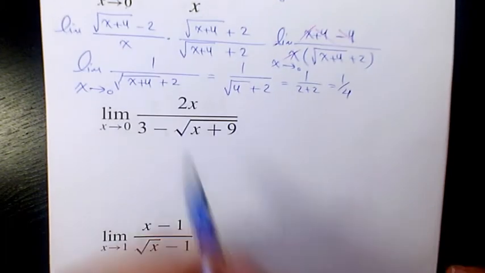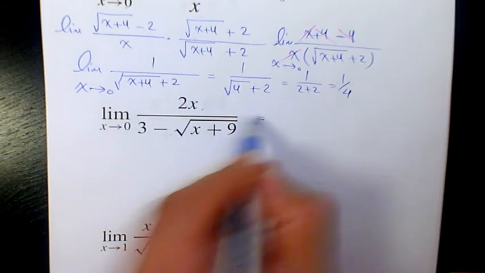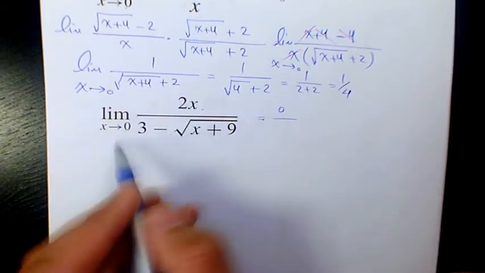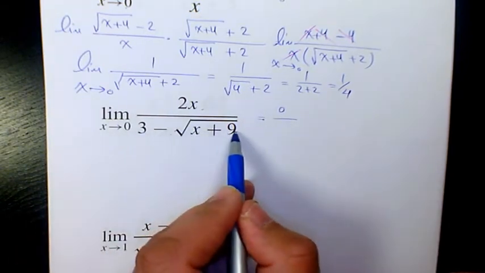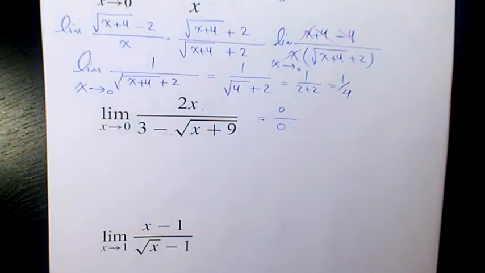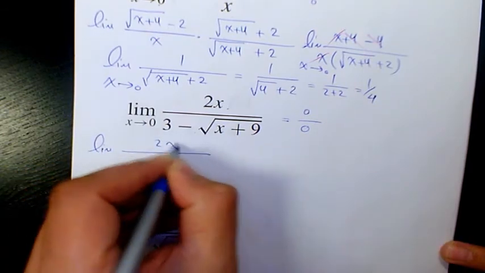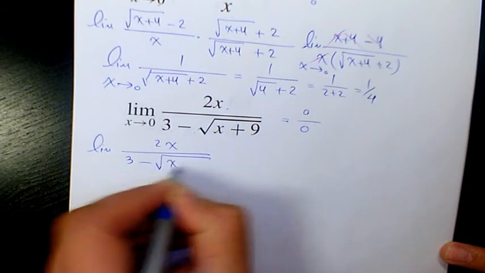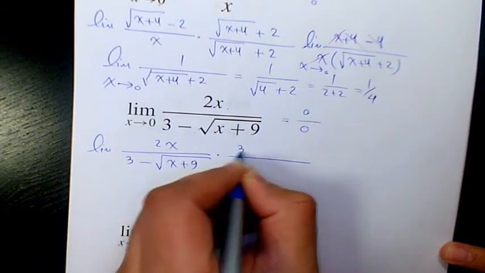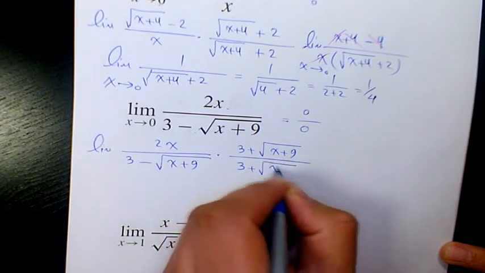Next one. Limit of 2x divided by 3 minus square root of x plus 9. 2 times 0 is 0. 3 minus the square root of 0 plus 9 is 9. Square root of 9 is 3, so 3 minus 3 is 0. So what we need to do, we need to multiply it by the conjugate of the denominator this time. So we multiply the numerator and denominator both by the conjugate of the denominator, 3 plus square root of x plus 9 divided by 3 plus square root of x plus 9.